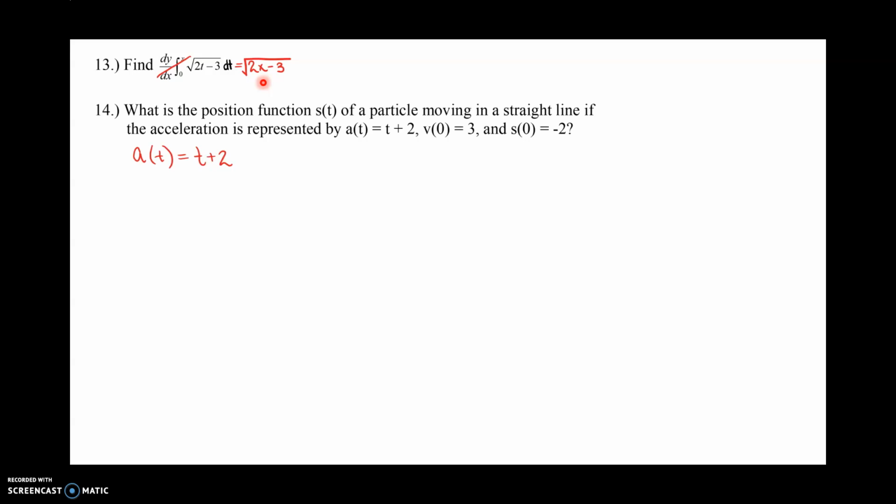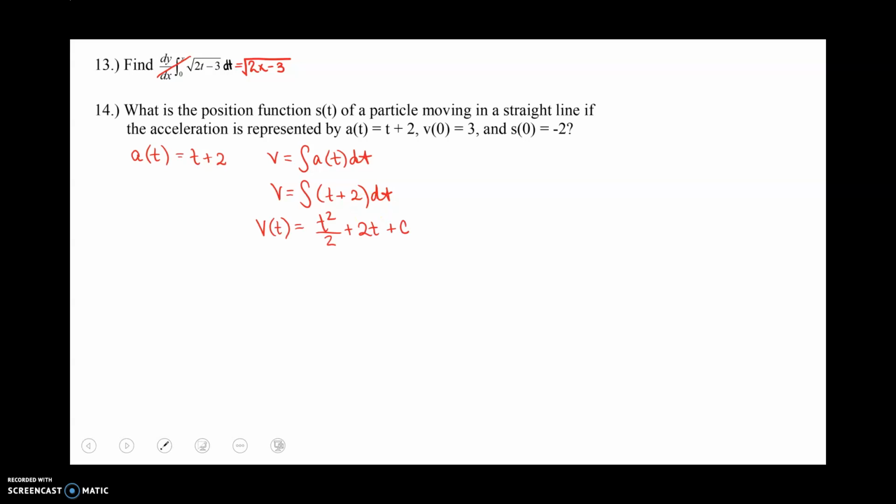All right, for 14, they give me the acceleration and they ask me to work my way back to the position function. So to do that, I'm going to take the antiderivative. Now, if I take the antiderivative of acceleration, it takes me back to velocity. So I'm going to take the antiderivative of t plus 2. So that would just be t squared divided by 2 plus 2t plus c. That would be my velocity.